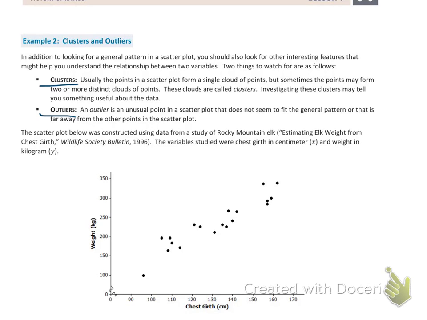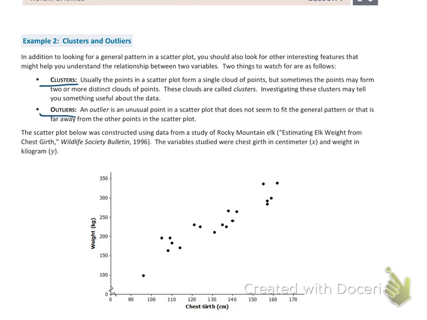Outliers. Outliers are unusual points. They lie outside. That's why they're called outliers. They lie outside of the general pattern of the data or far away from the other points. It's probably a term you've heard before. So let's look at this plot below.